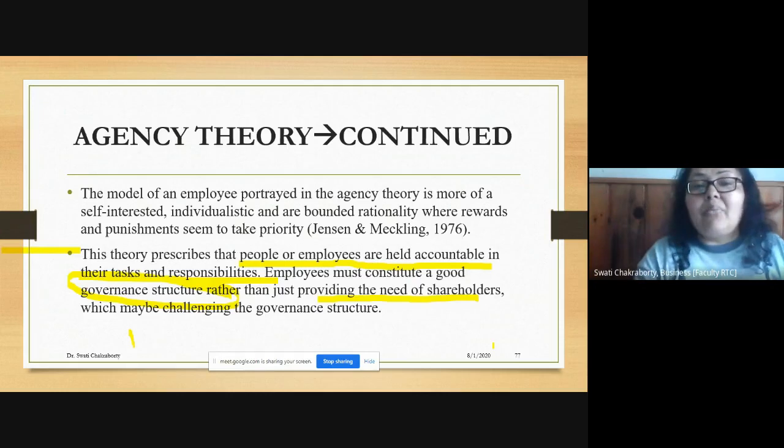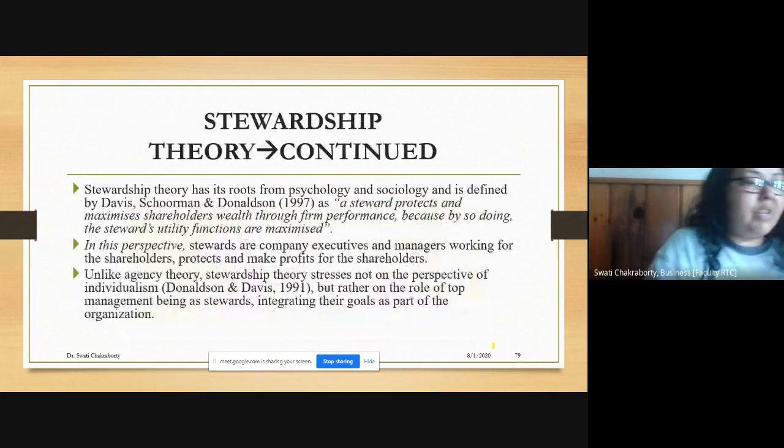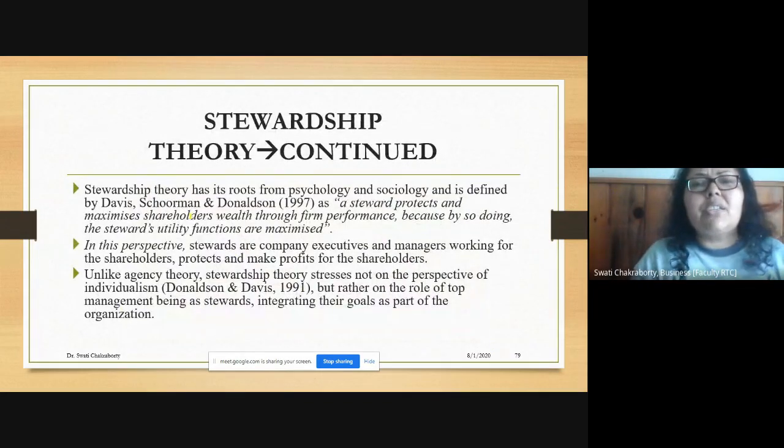If it doesn't happen, that means the corporate governance structure is challenged. Next comes up is stewardship theory. Now, when we talk of stewardship theory, stewardship comes from the word stewards.